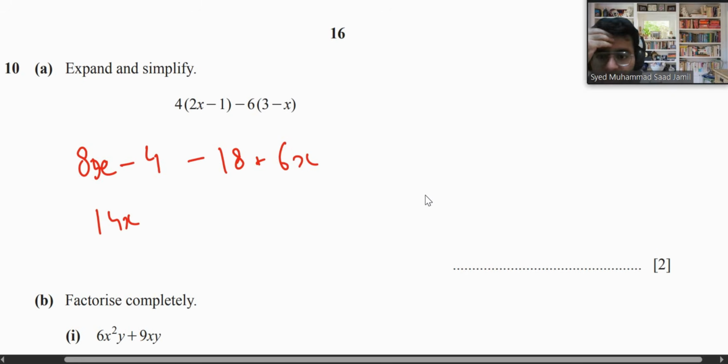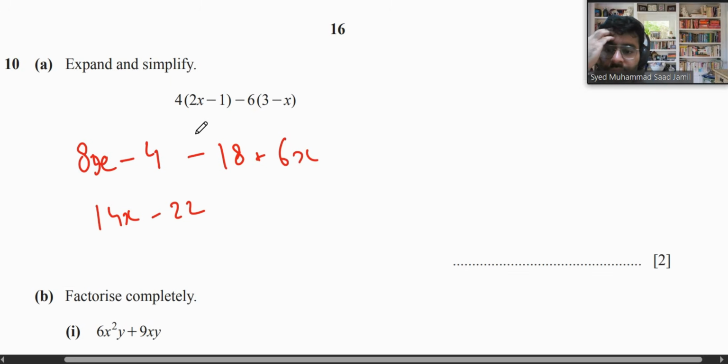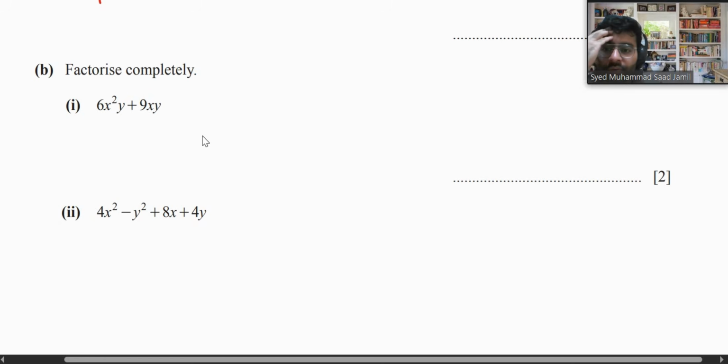14x minus 4 minus 18 is minus 22. Alright, 14x minus 22. Next question, factorize. Just take out common. We will take 3xy as common. What remains? 6 divided by 3 is 2x plus 9 divided by 3 is 3. X is taken out as common and also y is taken out as common, so you'll just take 3.